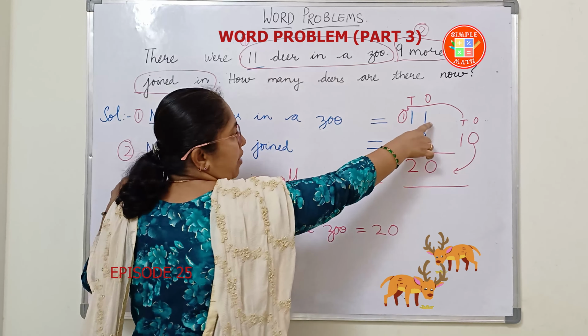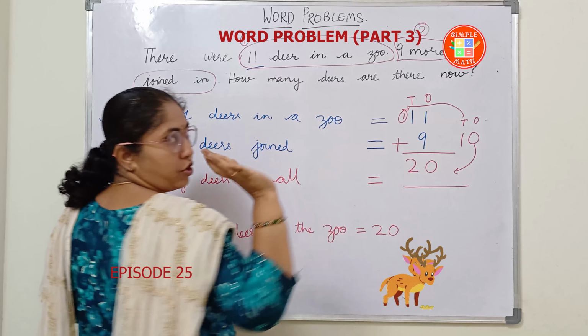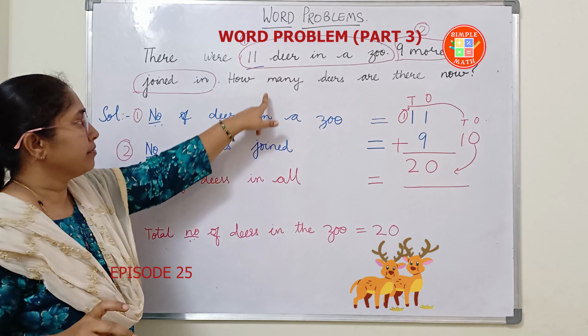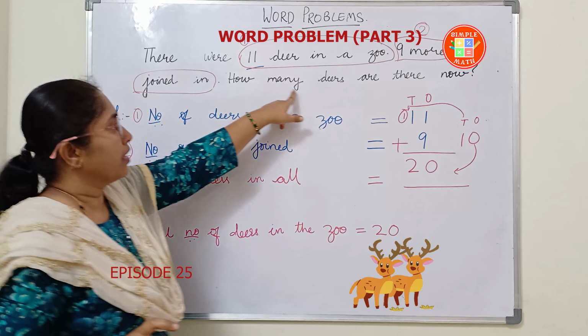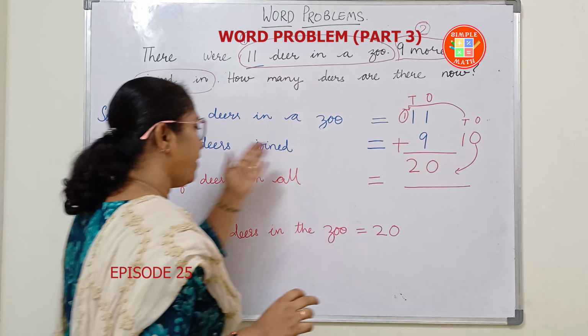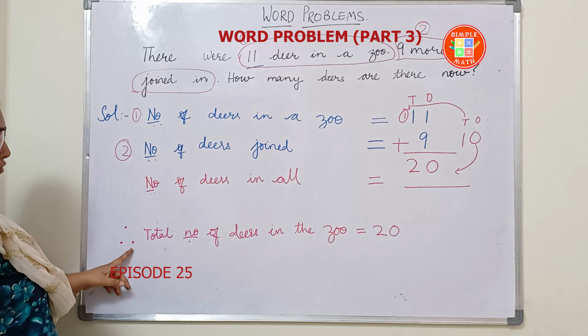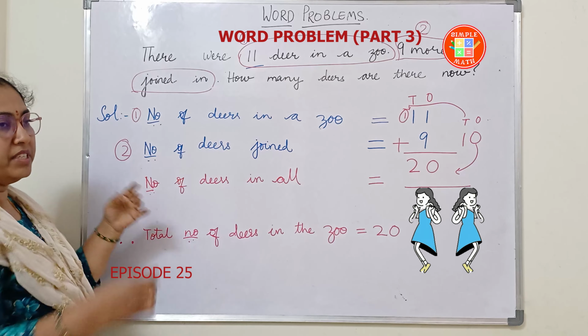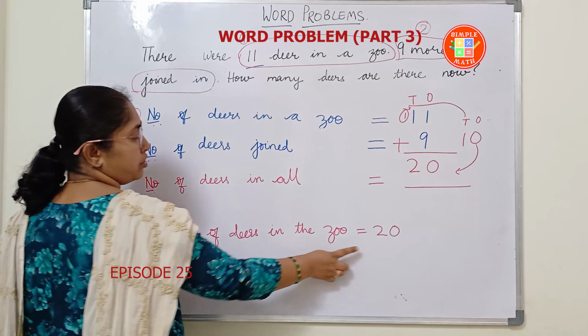Ones column number you will write in the ones column, tens column number you will write in the tens column. Then you will write the third statement as number of deers in all. Are there now, he said, no? So all, in all. We will do addition here. So we will write in all or all together, or number of deers in total also you can write here. Then add these two rows and write the answer. The final statement you have to write is therefore total number of whatever he has given, deers, trees, chocolates, biscuits, books is equals to 20.